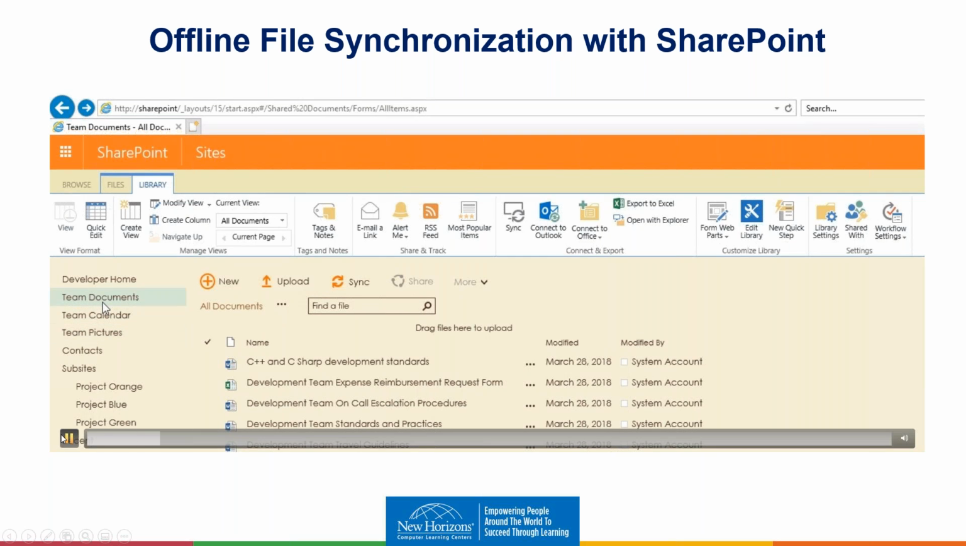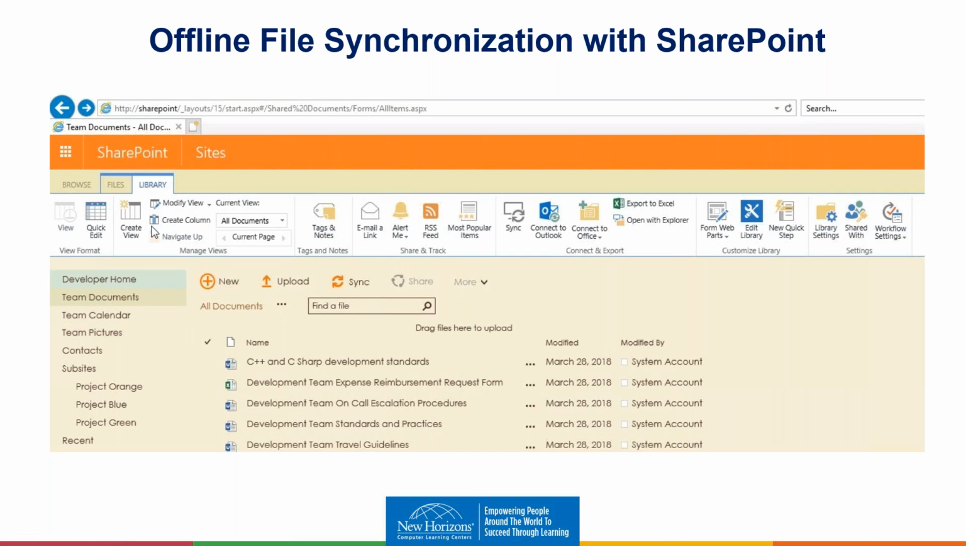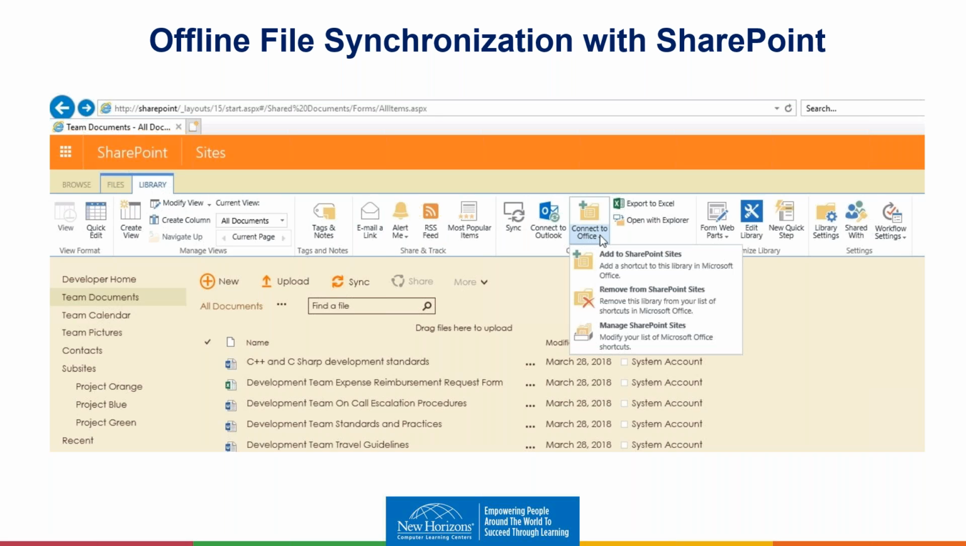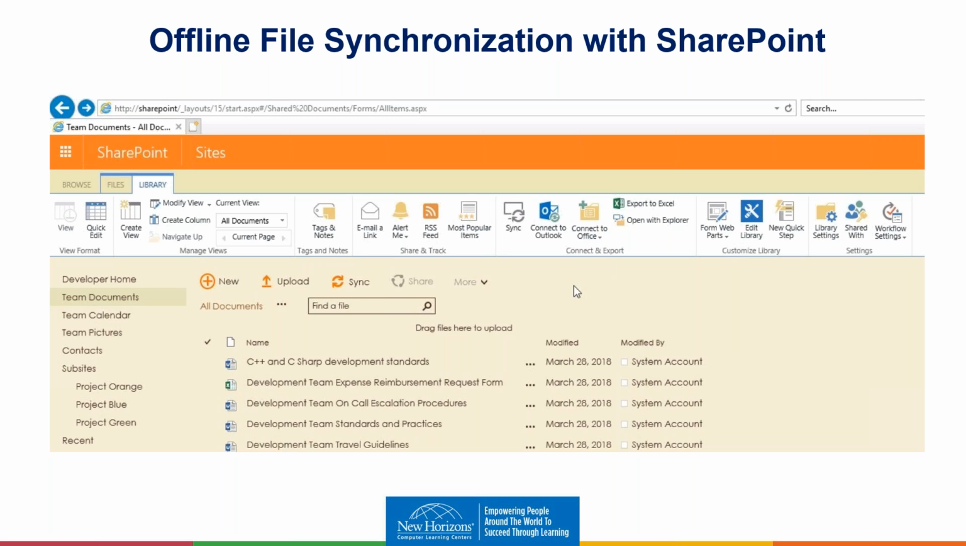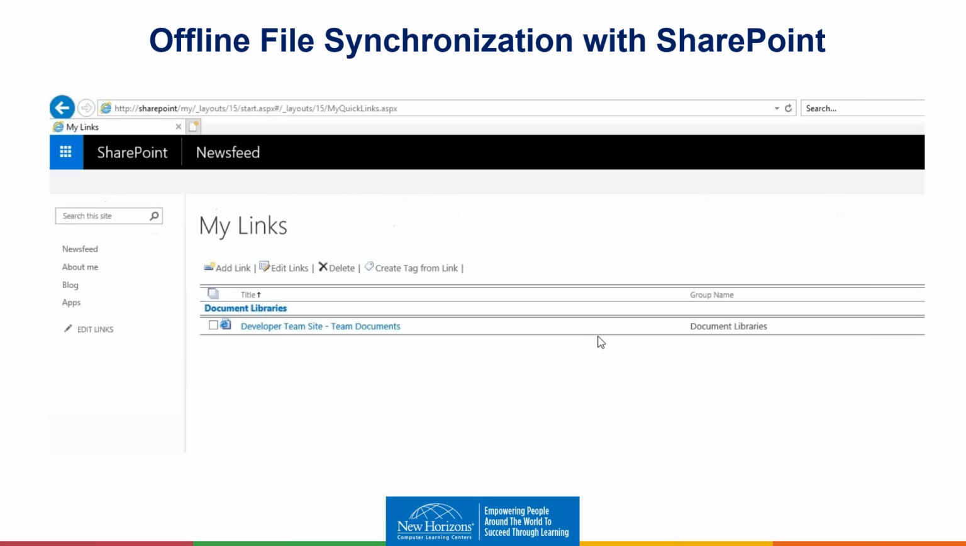So in this particular library, I'm going to Team Documents, click the Library tab, and then on the ribbon, we go to the Connect and Export group and tell it we'd like to connect to Office. And there I want to add SharePoint sites. Now, initially, when you actually connect to Office, you don't get any confirmation. So if you go to Managing SharePoint Sites, you can check my links to make sure that you have in fact made that connection.